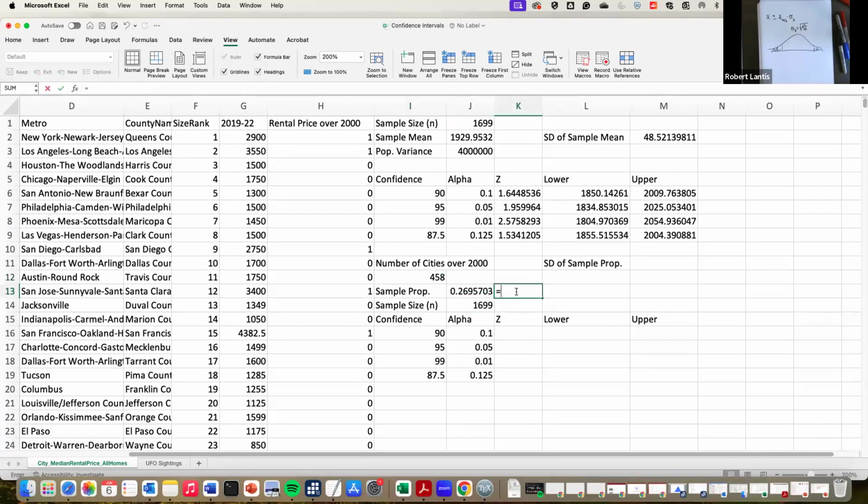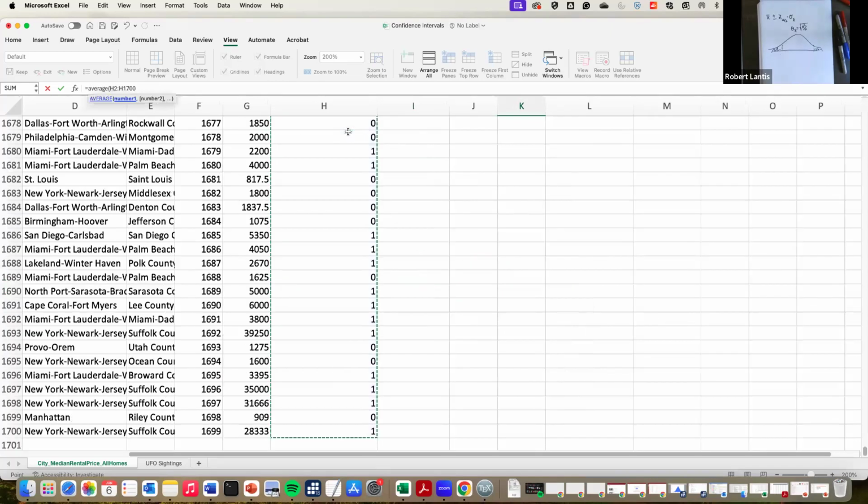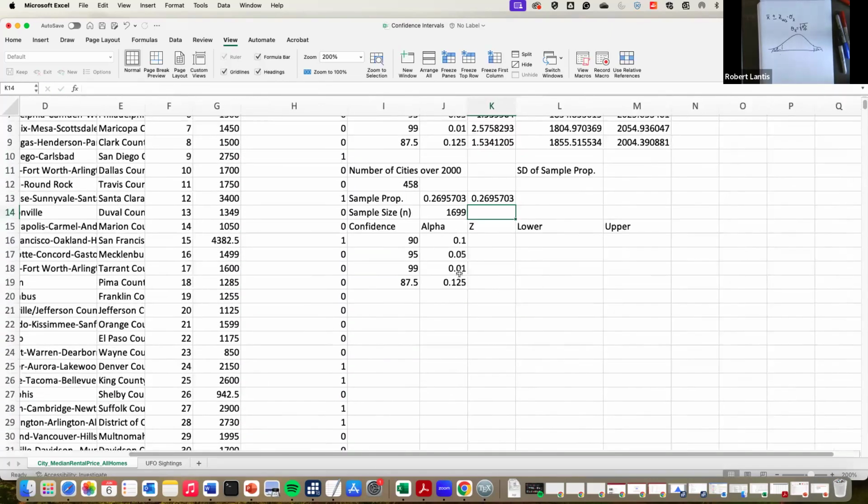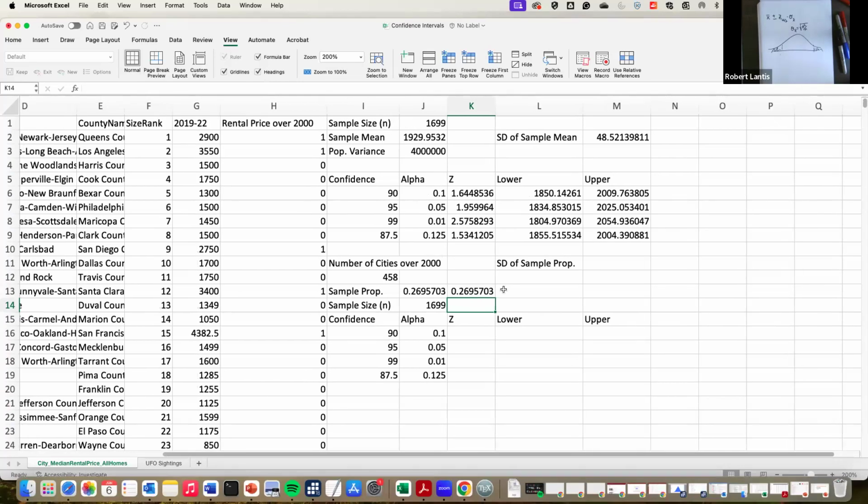Now another way I could have done this: if I were to take the average of a 1-0 variable, what would that do? Well, it would add up all of these values and then divide by the total number of observations. If I add up all these values, what is that going to give me? The number of cities over 2,000, divided by the sample size. That's exactly what we were doing before. So anytime you have this 1-0 variable and you want to find a proportion, you can actually just find the mean of it, or the average function built into Excel. And notice we'll get the exact same thing. Okay.